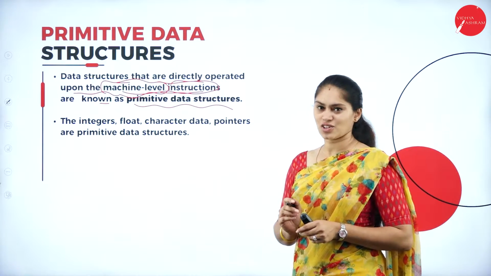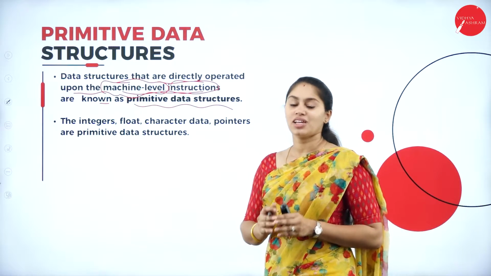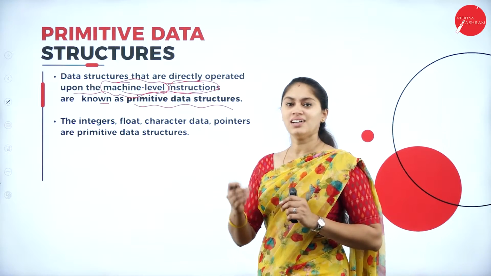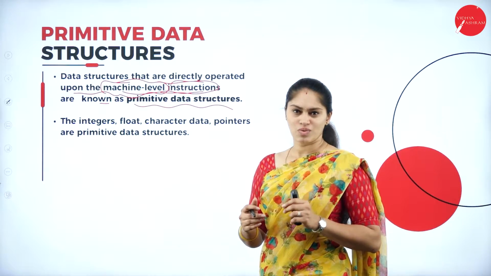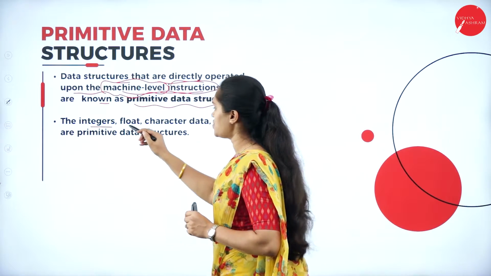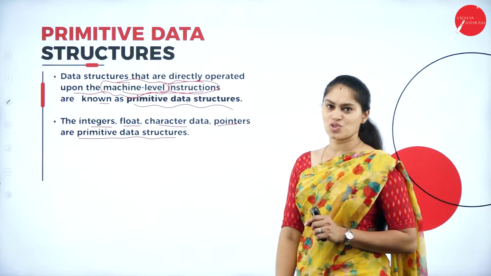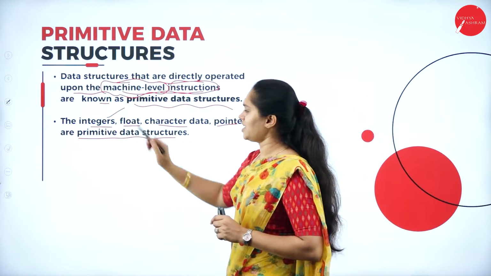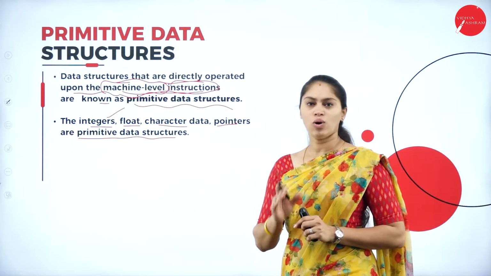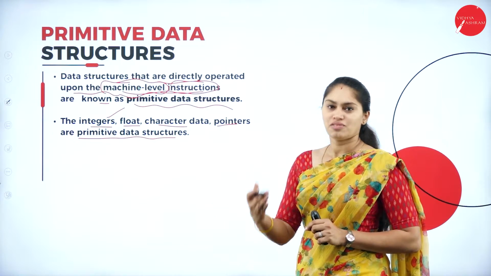That kind of data structure will be considered as what? Primitive data structure. Then what are the types of primitive data structures we have? So we have integers, float, character data, and pointers as the primitive data structures. If you consider the integer, it will hold only whole numbers. It should not have any fractional part.